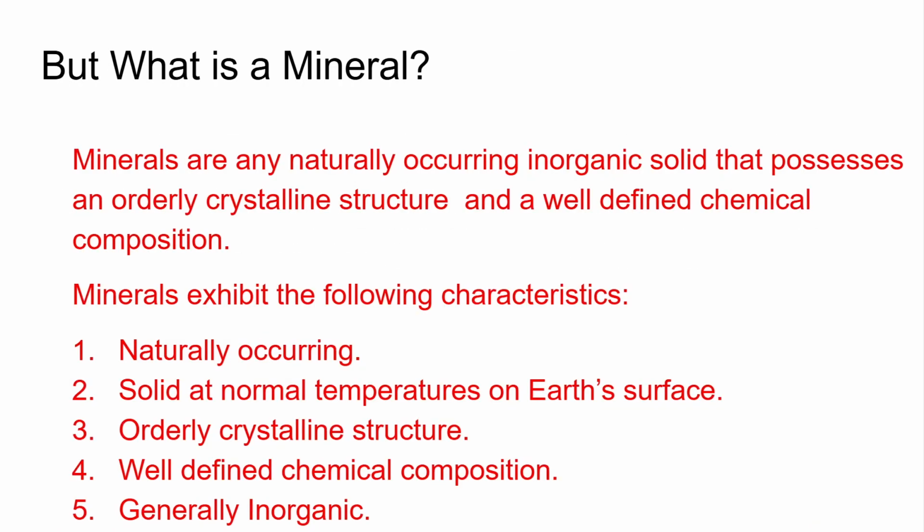Okay, so here's where we define what a mineral is. A mineral is any naturally occurring inorganic solid that possesses an orderly crystalline structure and a well-defined chemical composition. Minerals exhibit the following characteristics. They're naturally occurring, solid at normal temperatures you would encounter on the Earth's surface. They have those orderly crystalline structures, well-defined chemical composition, and they are generally inorganic. So that was all within the definition we had at the beginning, and then I went on to expound on each one.